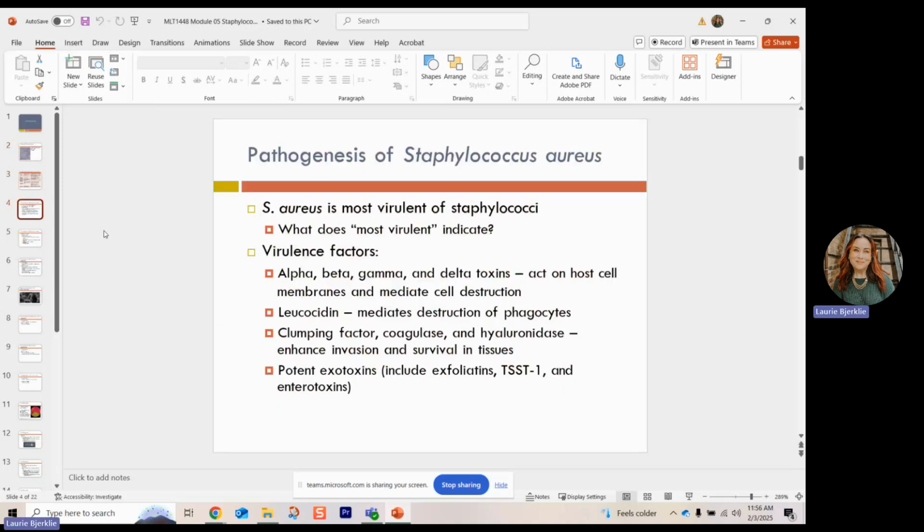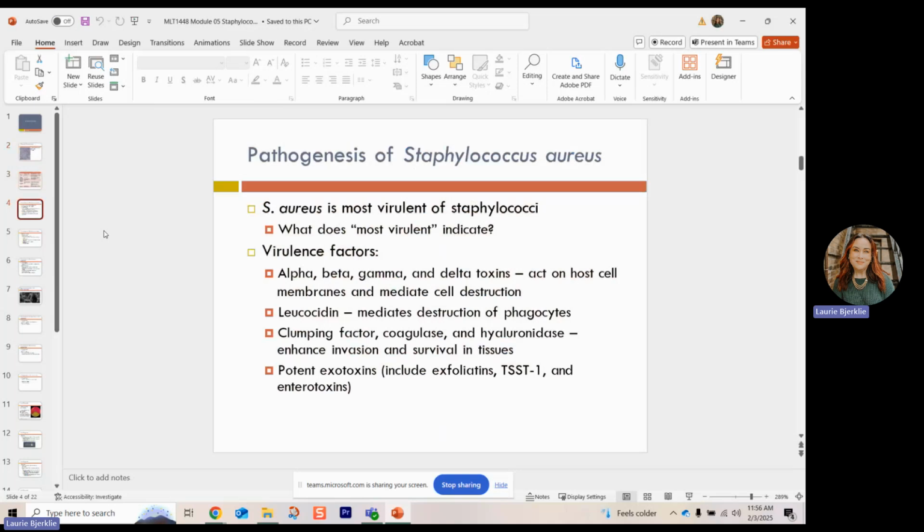All right, so a little bit more on Staph aureus, since that is our most prevalent out of the bunch. It is considered the most virulent as a result. And what does most virulent indicate? Really good at causing infection. It has a bunch of toxins and other enzymes that really help it cause infection. It helps it evade our immune system and really settle in and do what it needs to do to cause infection. So that's what is always meant by virulence.